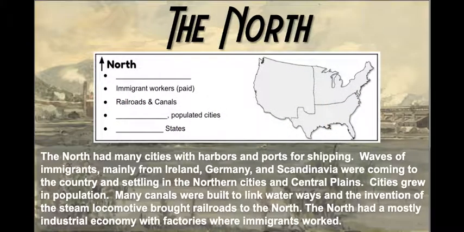Okay, so we're going to talk about these three sections: the North, the South, and the West. The North had many cities with harbors and ports for shipping. Waves of immigrants, mainly from Ireland, Germany, and Scandinavia, were coming to the country and settling in the northern cities and central plains. Cities grew in population. Many canals were built to link waterways, and the invention of the steam locomotive brought railroads to the North. The North had a mostly industrial economy with factories where immigrants worked.